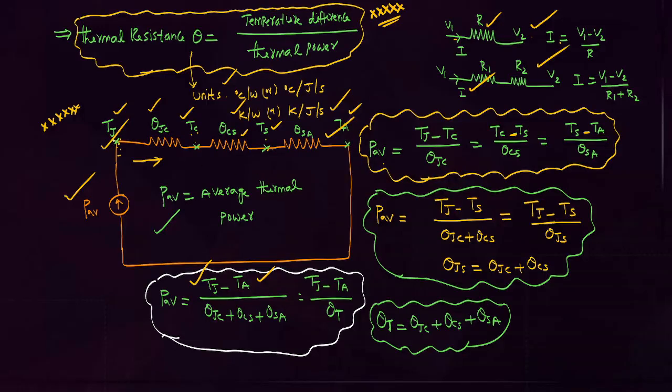If you are defining from junction to sink, between this all the resistance, theta Jc plus theta Cs, this is also equal to theta Js, junction to sink. Theta Js is nothing but the junction to sink resistance. Junction to sink, how much resistance? Jc plus Cs. Then this is the total thermal resistance.